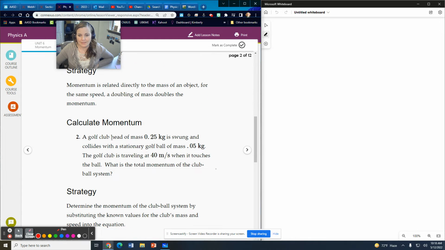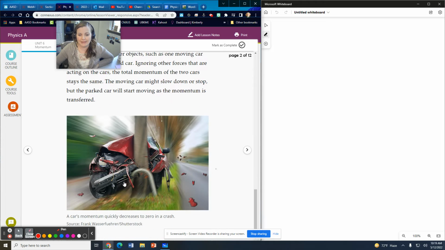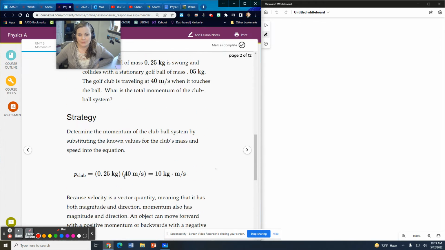All right, another problem here: a golf club head with a mass of 0.2 kilograms is swung and collides with a stationary golf ball of mass 0.05 kilograms. The golf club is traveling at 40 meters per second when it touches the ball. What is the total momentum of the system? Here we start talking about how, when we're looking at momentum, we have to think of the interactions that are involved. It says to describe the momentum of the club-ball system by substituting the known values for the club's mass and speed into the equation.